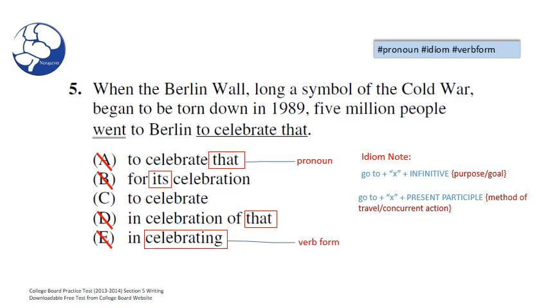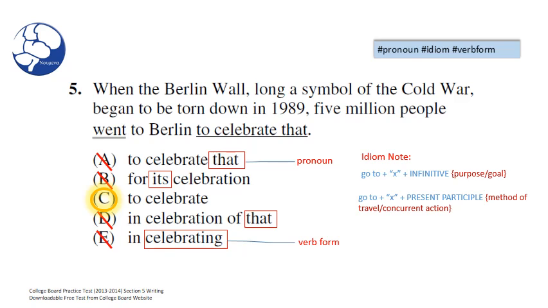But we have an even better choice beyond those two, which is C, to celebrate. If you want to learn more about the differences between nouns and different verb forms, you should refer to our other videos where we go into much detail on the differences and importance of verb forms. So for now, we can be happy that we found our correct answer in C, to celebrate. When the Berlin Wall, long a symbol of the Cold War, began to be torn down in 1989, 5 million people went to Berlin to celebrate. Looks good.